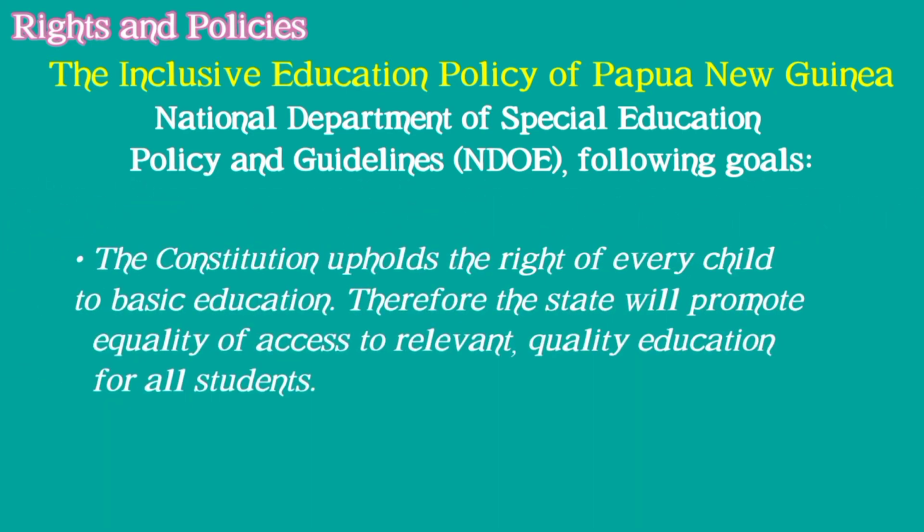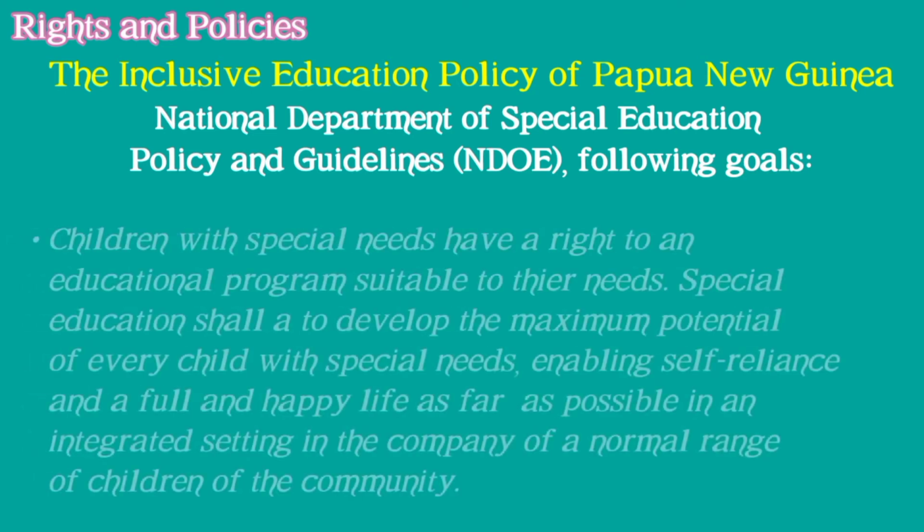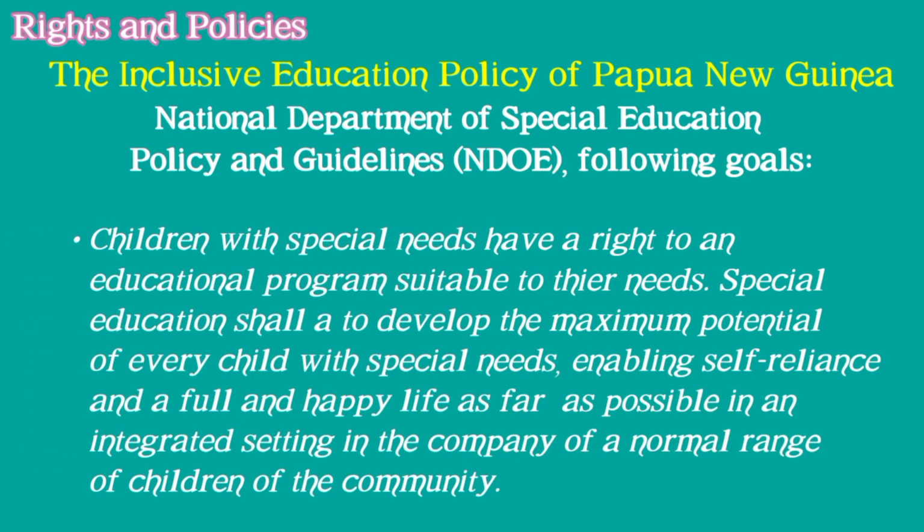First, the Constitution upholds the right of every child to basic education. Therefore, the state will promote equality of access to relevant, quality education for all students. Second, children with special needs have a right to an educational program suitable to their needs. Special education shall aim to develop the maximum potential of every child with special needs, enabling self-reliance and a full and happy life as far as possible in an integrated setting in the company of a normal range of children of the community.